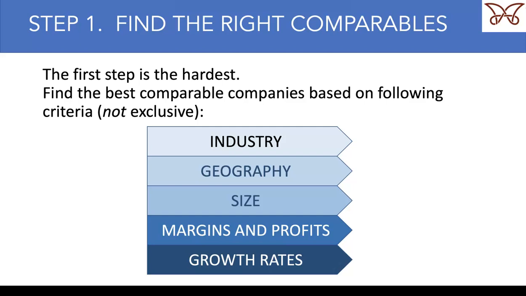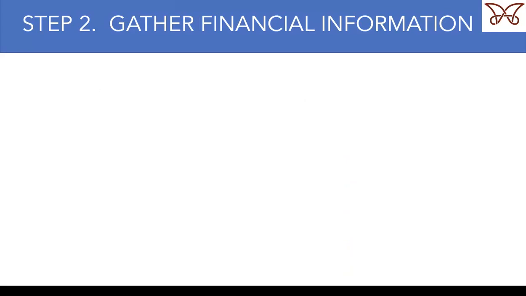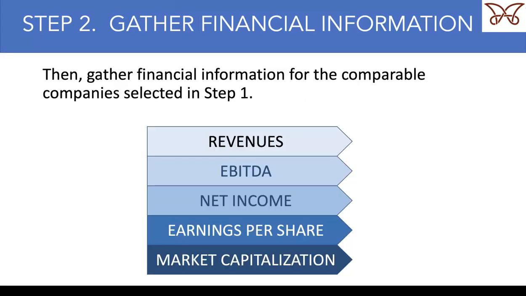The comparable companies should be similar based on criteria that include industry classification, geography, size, such as revenue, assets, employees, growth rate, margins, and profitability. Once you've found the list of companies that you feel are most relevant to the company you are trying to value, it is time to gather their financial information.